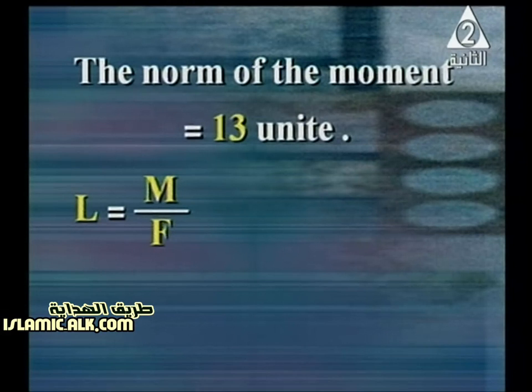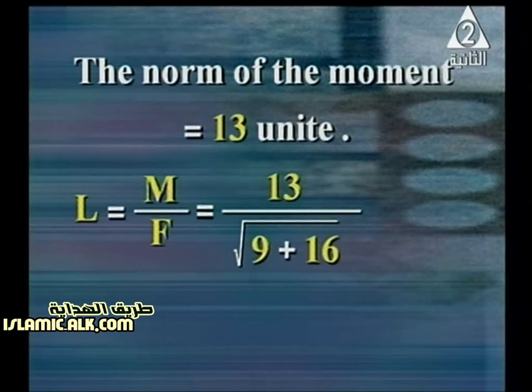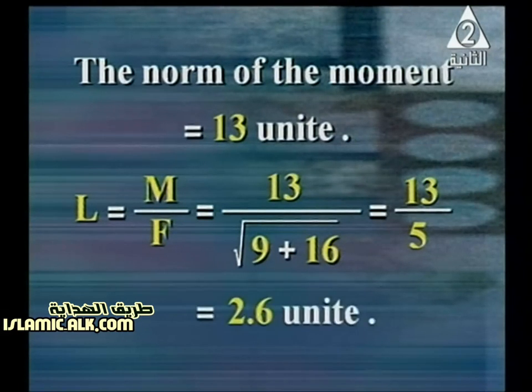What is the length of the perpendicular? This rule: L, the length of the perpendicular, equals moment over force F. Equals what? 13 over, what is F? Square root of 3 power 2 plus 4 power 2 equals 13 over 5 equals what? 2.6 units. The norm of the moment equals 13 units, and the length of the perpendicular L equals M over F equals 13 over 5 equals 2.6 units.